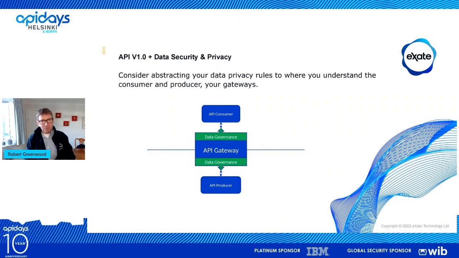So what would I have done differently if I'd had my time again? I'd have gone right back to API v1, and I'd have started talking about data security and privacy at that point. And I'd have started looking at something that looked like this. I would have been starting to consider abstracting my data privacy laws and my rules and data security rules away from my core service. But my core service should have data privacy and security just wired into it and built into it.